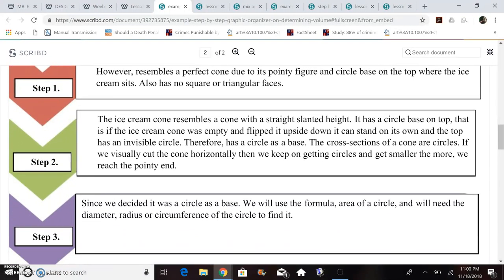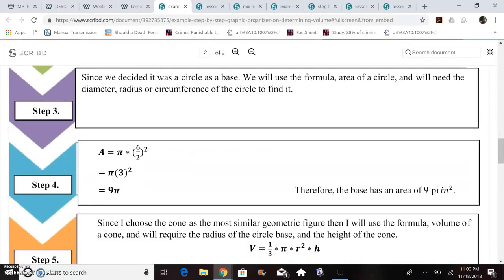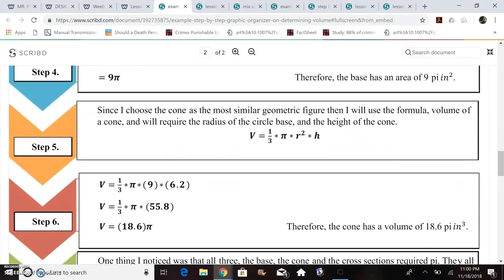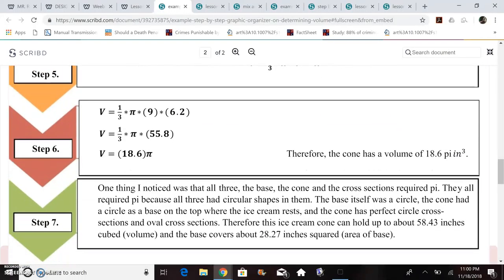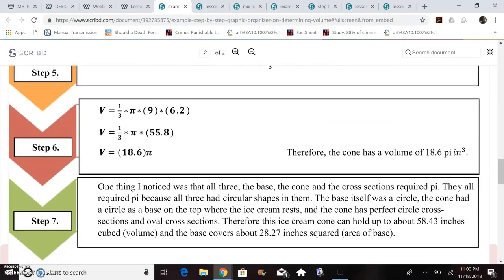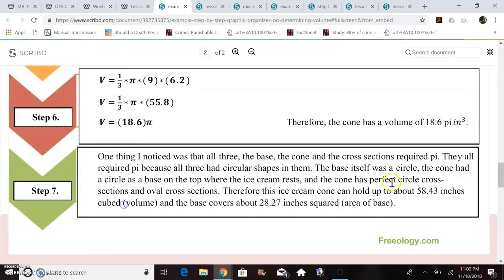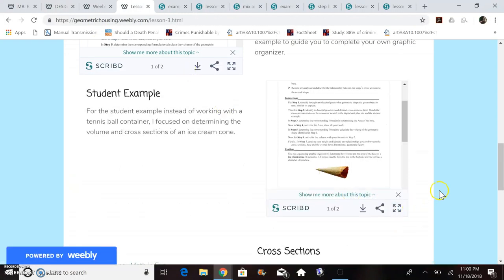Step 2, what's the area of the base? A circle. So I would have to use the radius. And here you can see they show their work. It's very important. And at the end, I will also assess them. Step 7 is crucial because they are assessed if they are able to find all the things they are required, and to assess them on measurements. For example, if they're looking for the volume, their answer should be cubed, and for area it should be squared. These are things that I'll be covering in a different lesson.